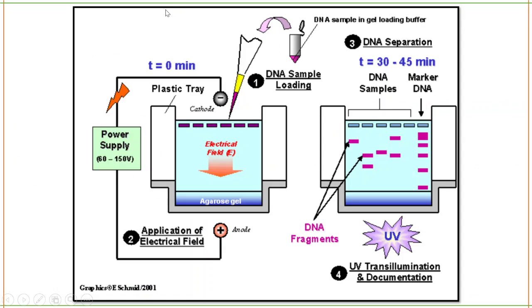So what are the steps in agarose gel electrophoresis? You can see this is the DNA sample. What will the DNA sample contain? It will contain the buffer with glycerol, the bromophenol blue tracking dye, and your DNA. So this is the DNA loading sample that will be loaded in the gel.